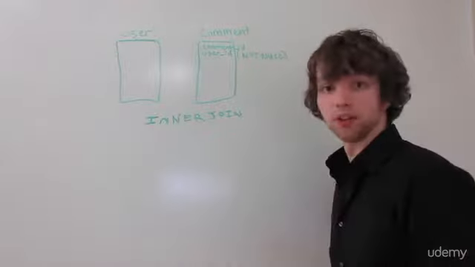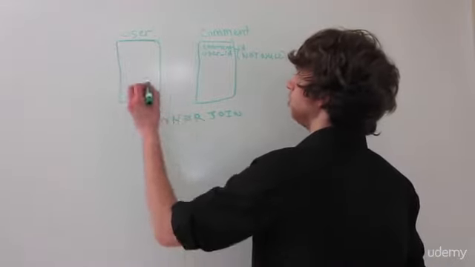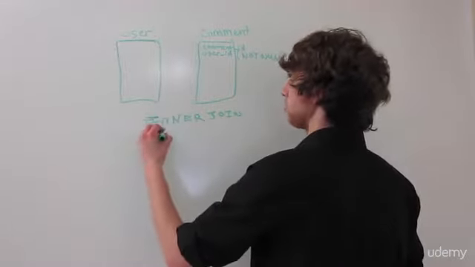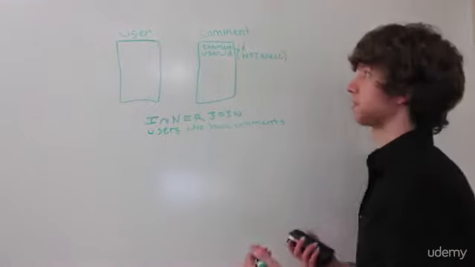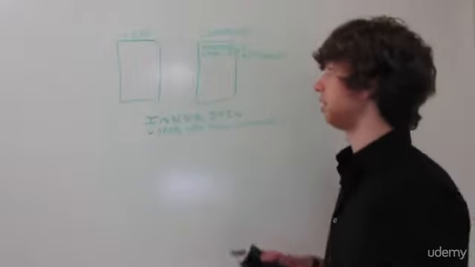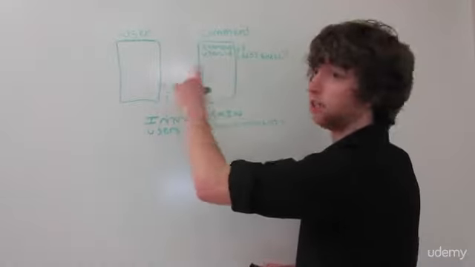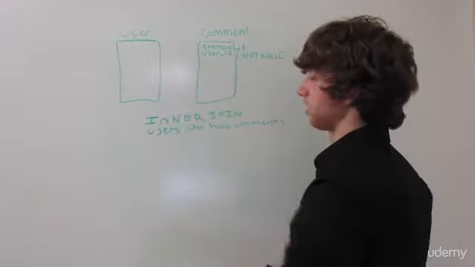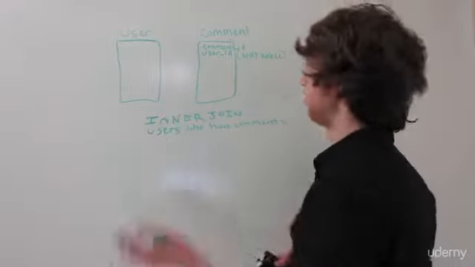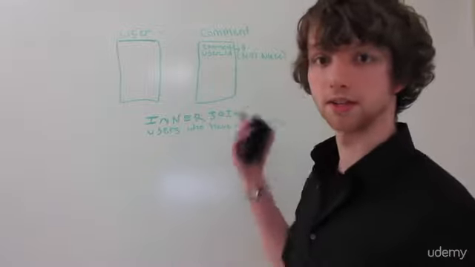What is the inner join going to give you? The inner join will give you all of the users who have comments. That's because if a user doesn't have a comment, his ID won't be in the comment table, and he'll be left out. If there's a comment that doesn't have a user, then it would be left out too, but that's not the case because it's not null.